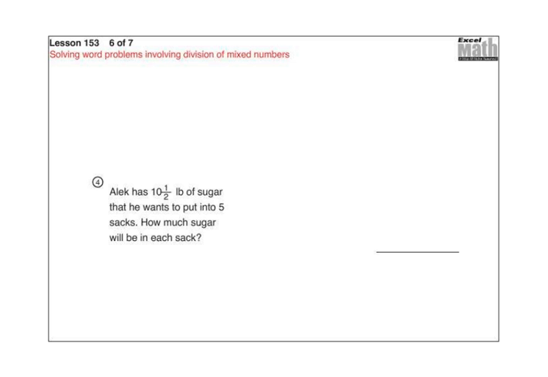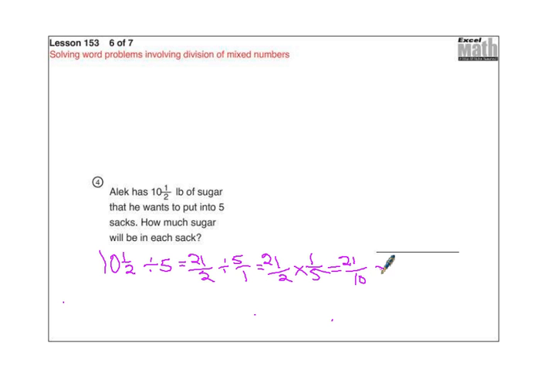A little bit trickier. 10 and 1/2 divided by 5. Okay, help me to rewrite this. 21 over 2. Good. Divided by 5 over 1. Okay, let's rewrite it again. 21 over 2 times 1/5. Okay, can I cross reduce this? No. 21 and 5, 1 and 2? I don't think so. 21 times 1 is 21. 2 times 5 is 10. Okay, this is equal to?